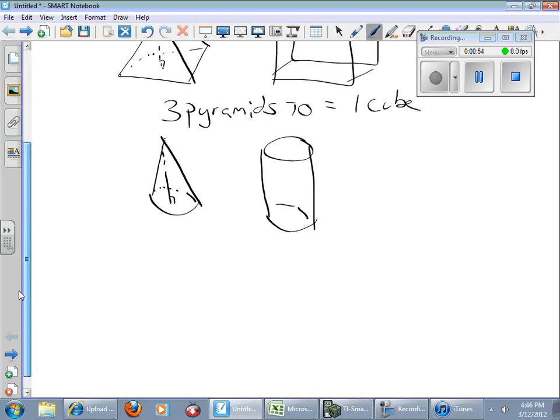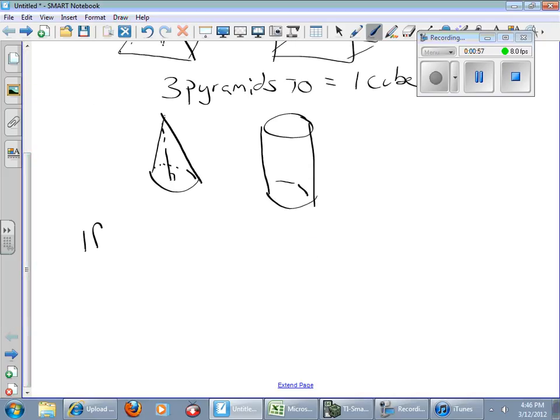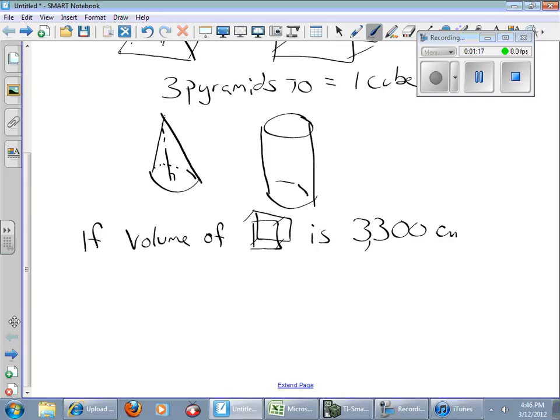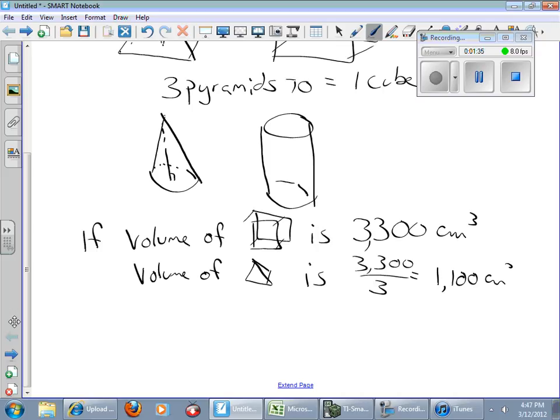Okay, so what does that mean? That means that if the volume of a cube is 30,300 centimeters cubed, the volume of the pyramid is that number divided by 3 centimeters cubed, or 1,100.